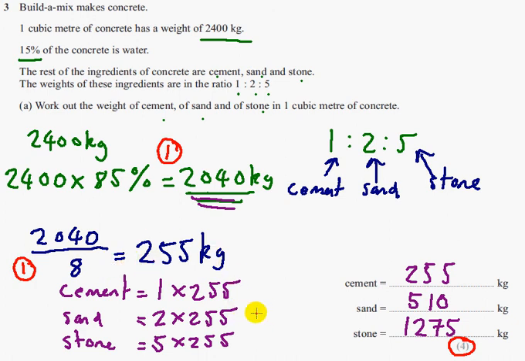And the third mark comes from any of these, finding the cement, the sand or the stone. And the fourth and final mark comes from all 3 correct answers for cement, sand and stone. And there's your 4 marks, and that's it.